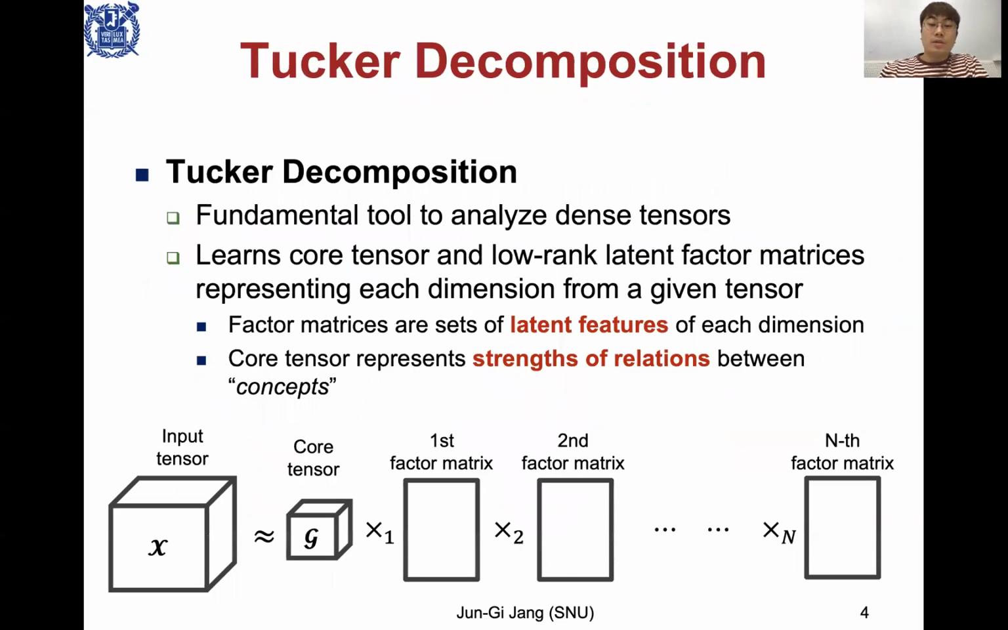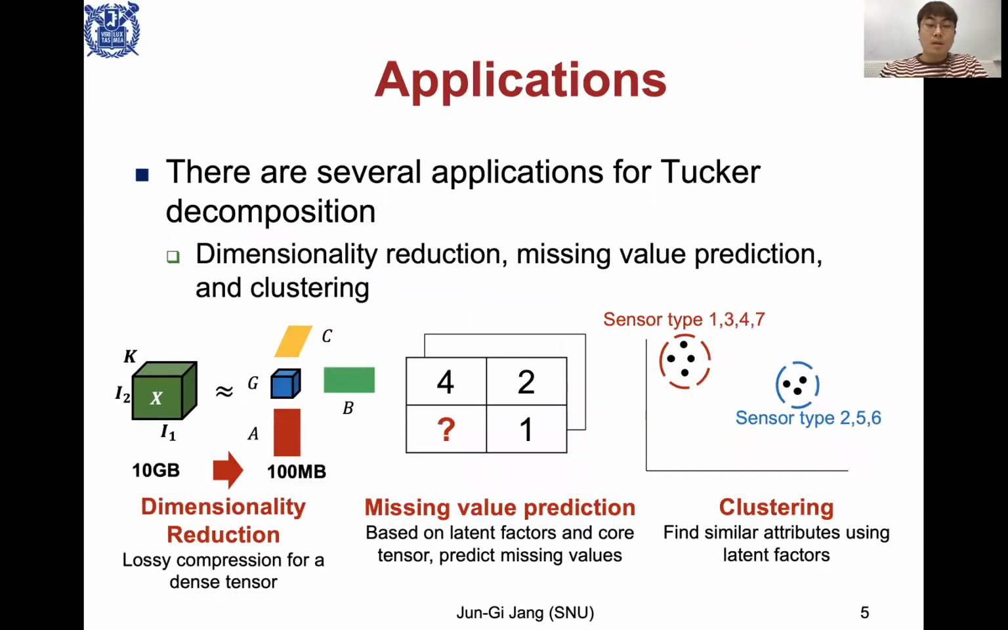Tucker decomposition is a fundamental tool to analyze dense tensors. It learns a core tensor and low-rank latent factor matrices representing each dimension from a given tensor. Tucker decomposition is widely used in various applications, including dimensionality reduction, missing value prediction, and clustering.